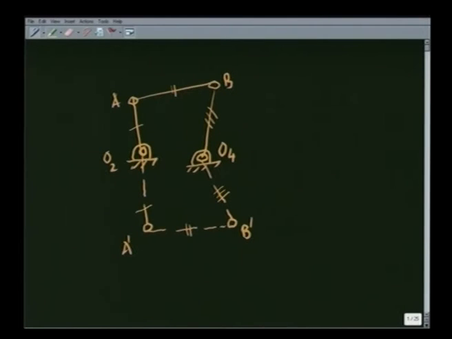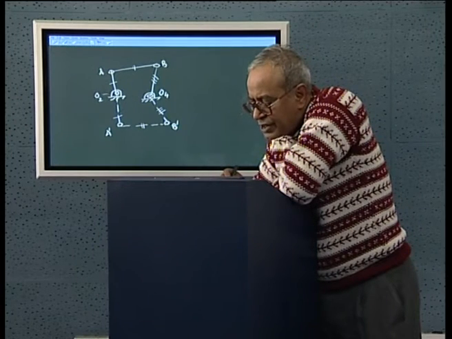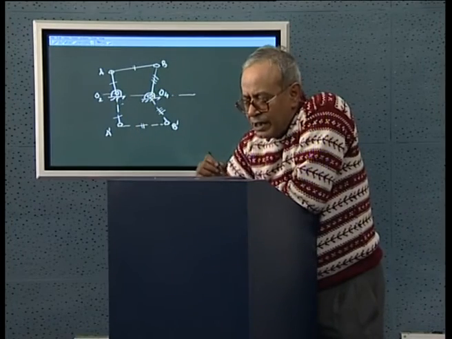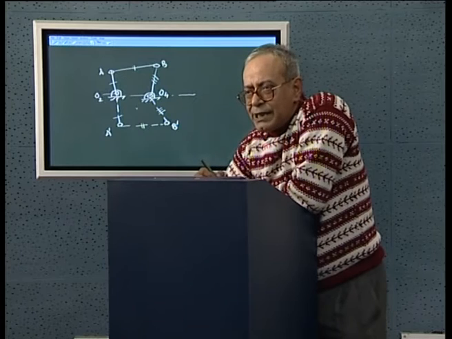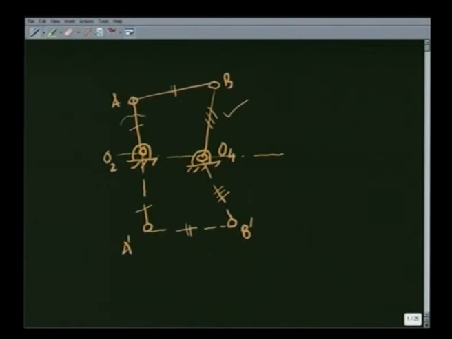So, O2 A B O4 and O2 A prime B prime O4 are two modes of assembly, depending on whether assembled above the line of frame or below the line of frame. It is needless to say that these two configurations are mirror images of each other with the mirror placed along this line of frame, that is O2 O4. Now, if this chain is a Grashof linkage, then we can never drive from one assembly to the other. That means, if I assemble it in this configuration, then by driving this linkage, that is by moving this link, I can never occupy this mirror image configuration.